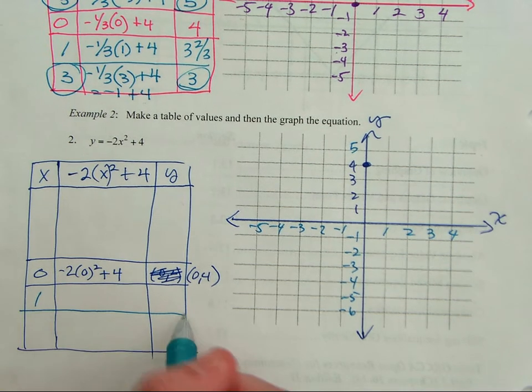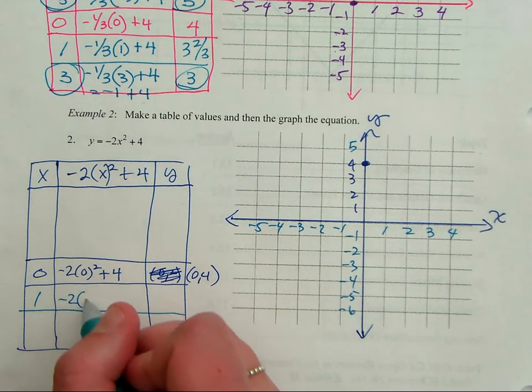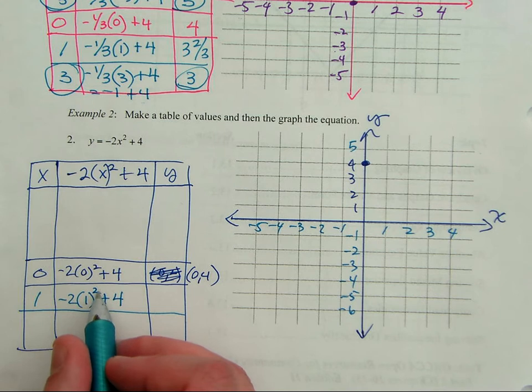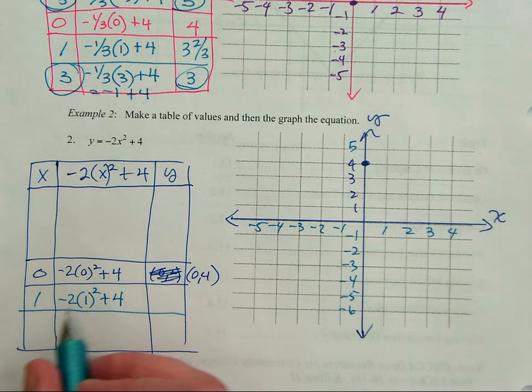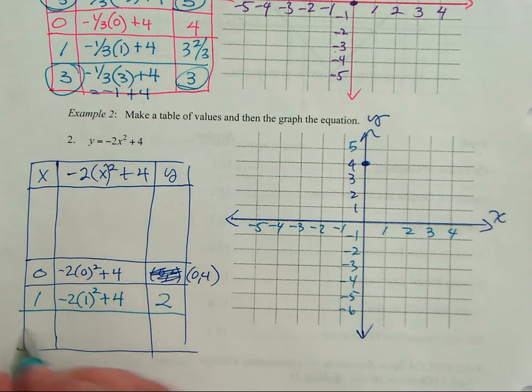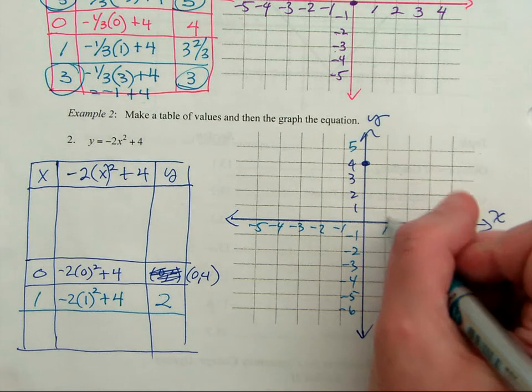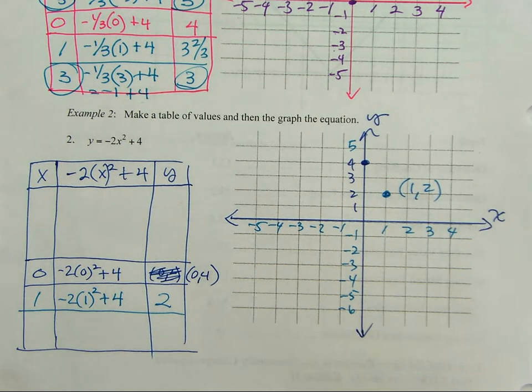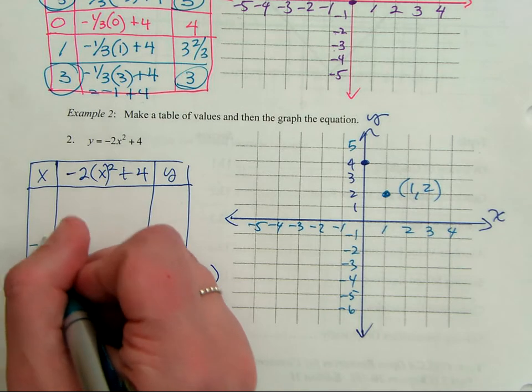If I plug in 1, I get -2 times 1 squared plus 4. So 1 squared is 1. 1 times -2 is -2. -2 plus 4 is 2. So my point is 1, 2. So 1, 2, go over 1, up 2. I could also do -1.